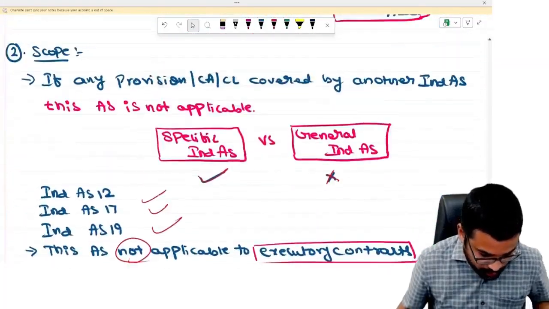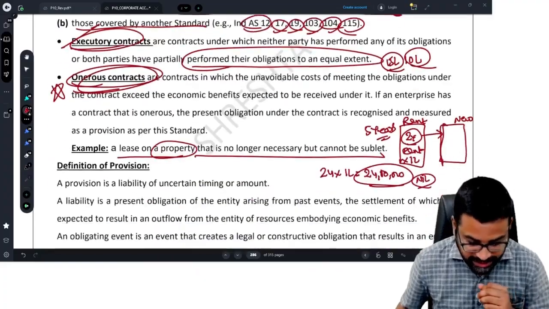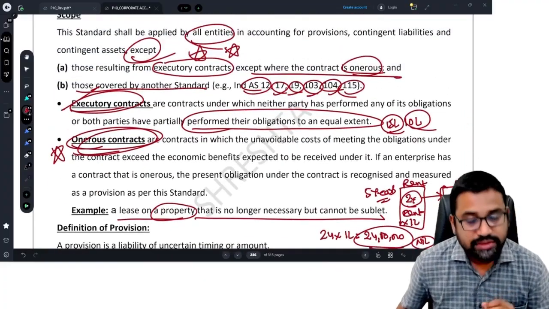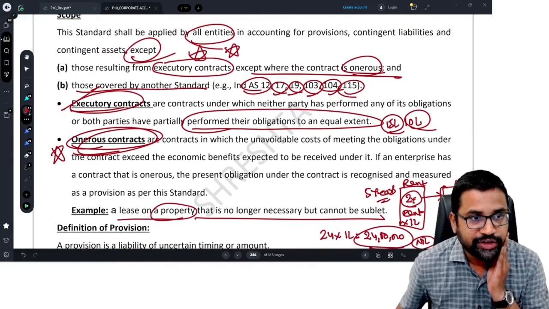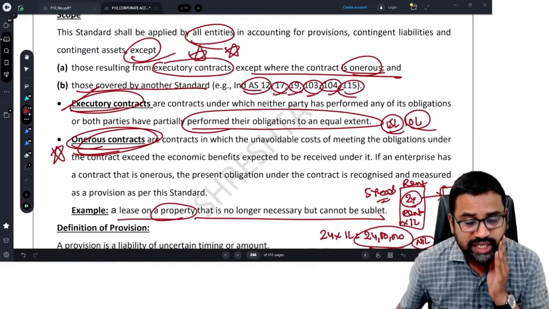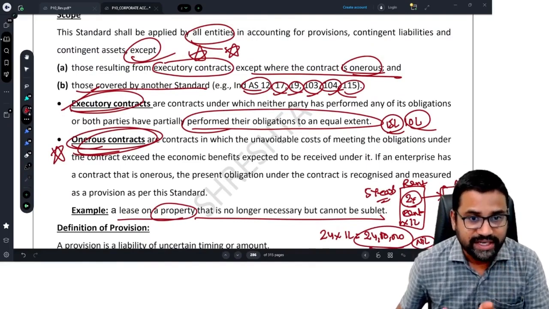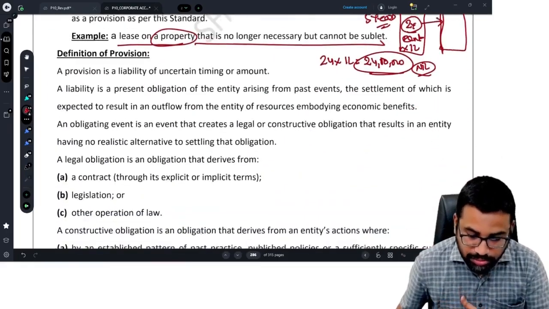This is the scope of the standard, sir. Very simple. The standard has two exceptions. One is the standard is not applicable for executory contracts. Second, any provisions, contingent assets, contingent liabilities covered under another standard, this standard is not applicable. Now come to the first topic.